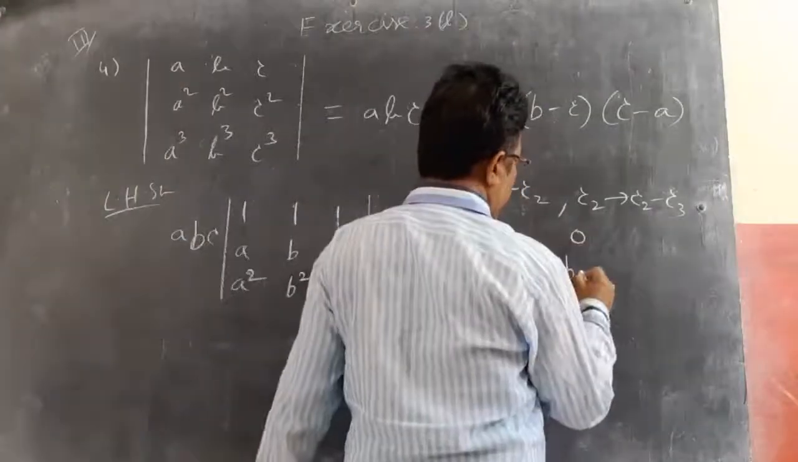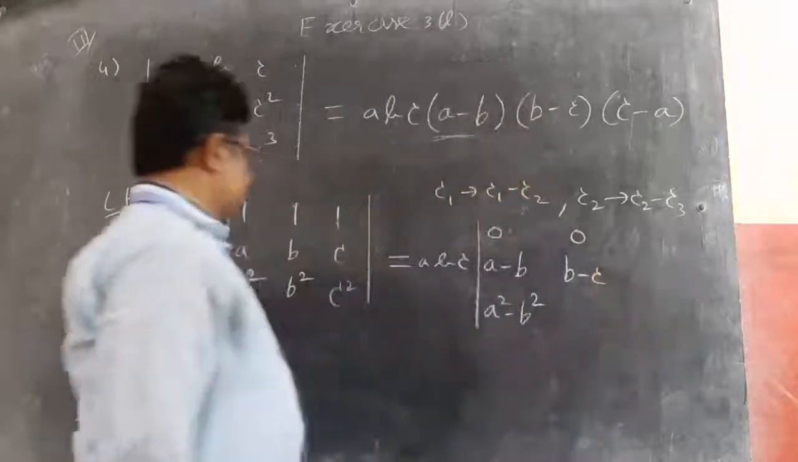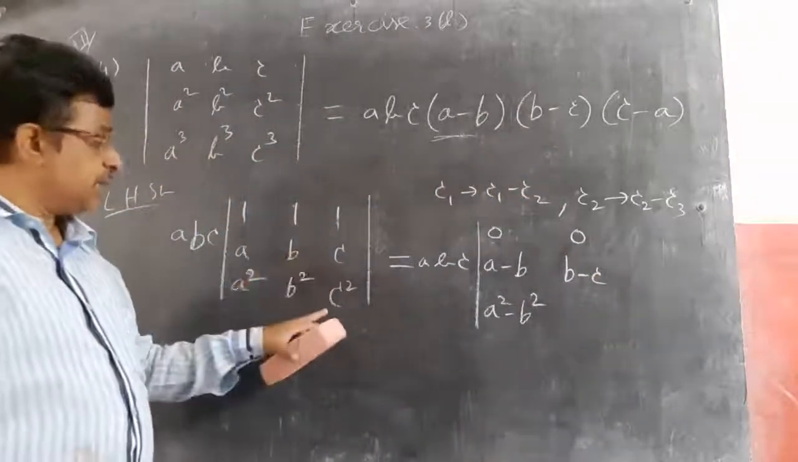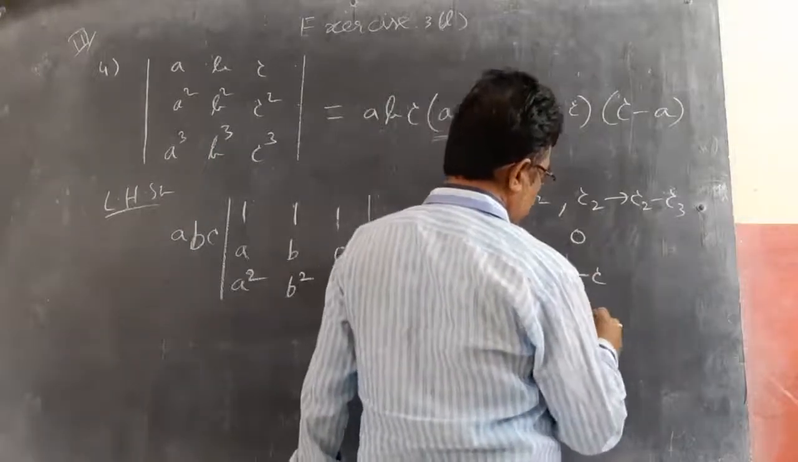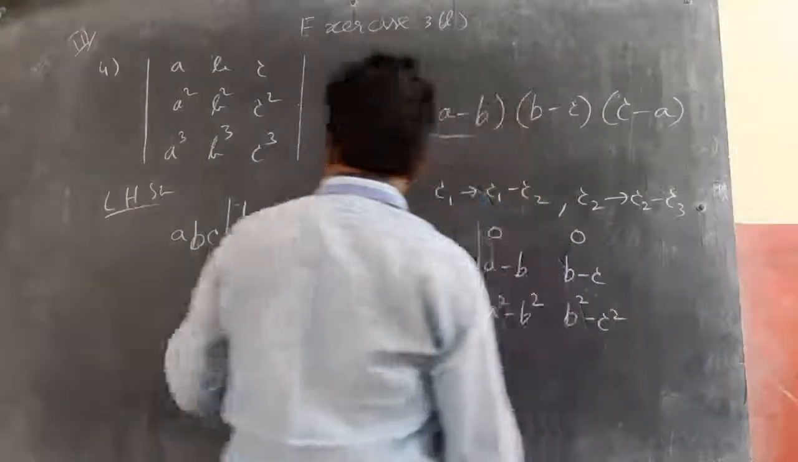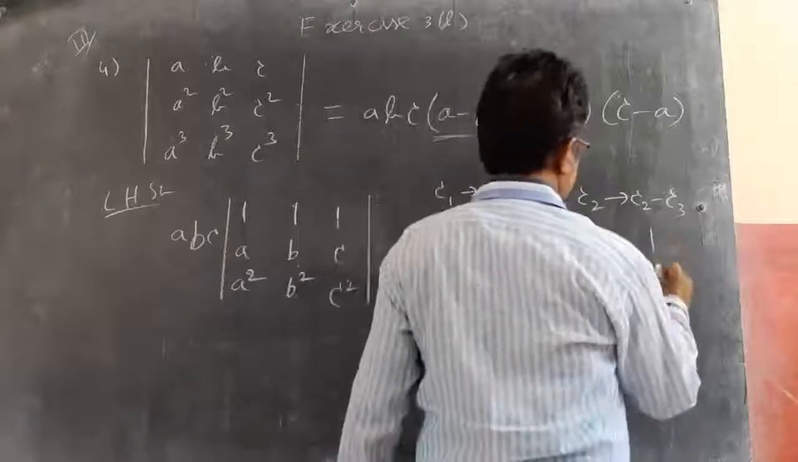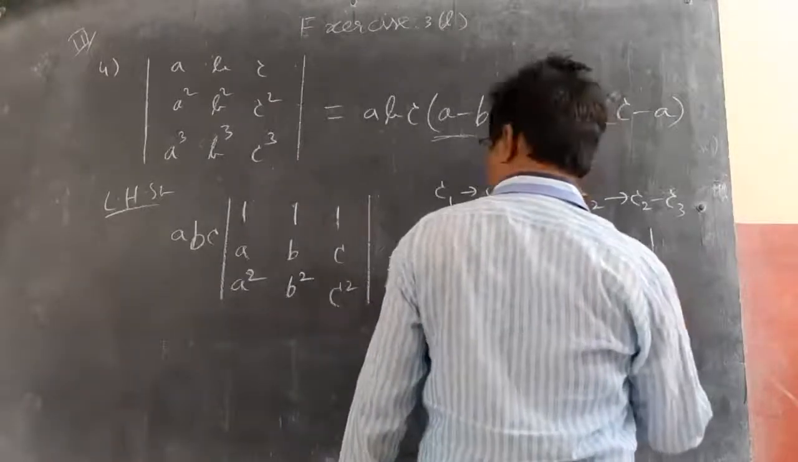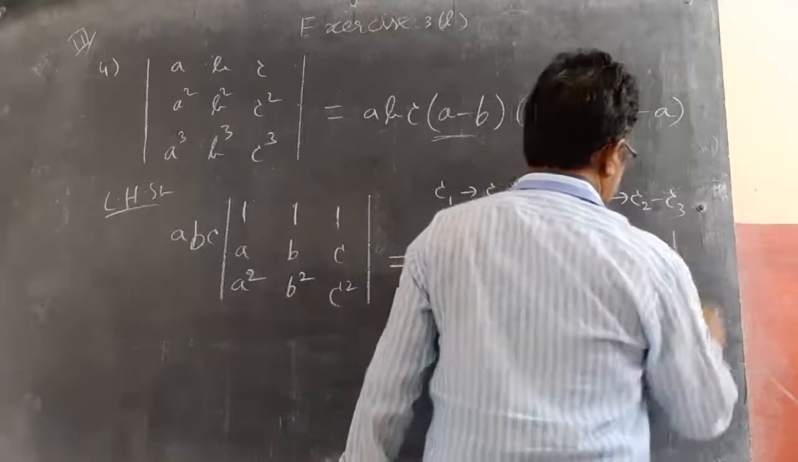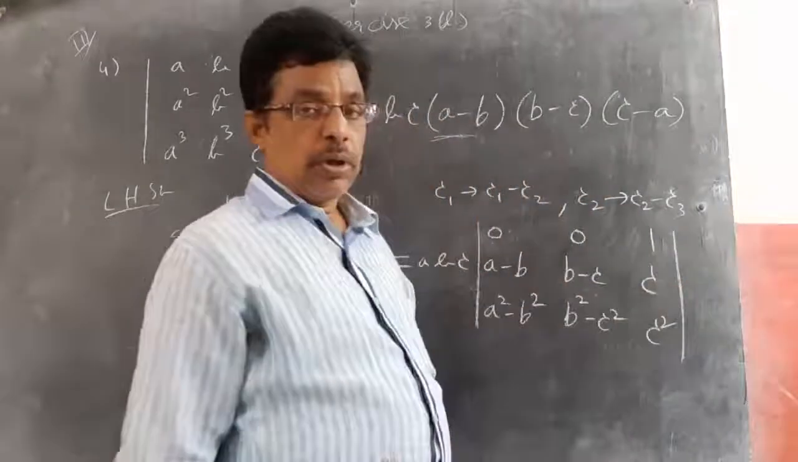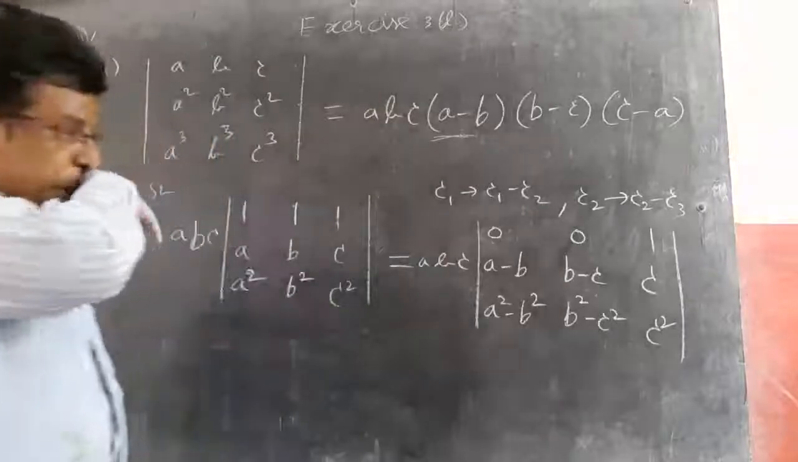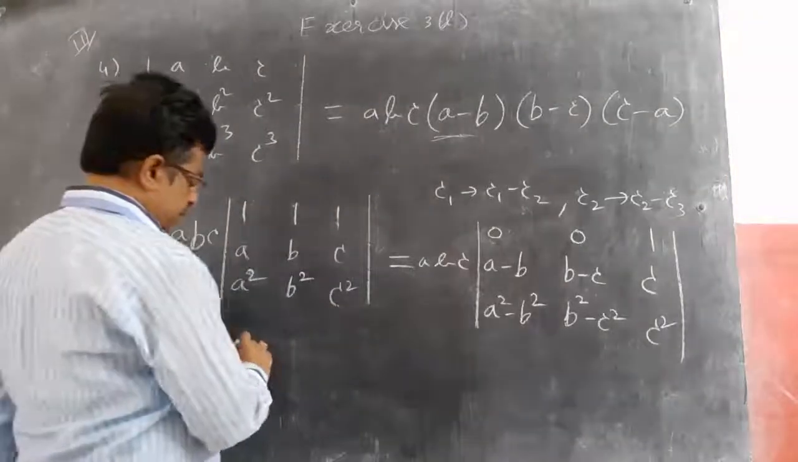While doing two at a time, you should be careful. You should not change the third one. B minus C. Next, this is B square minus C square. Left out, the third column as it is. I am not applying anything on that. So 1, C, C square. You cannot apply any operation on C3 because you are using C3 on C2. So don't do the third column operation at the same time.